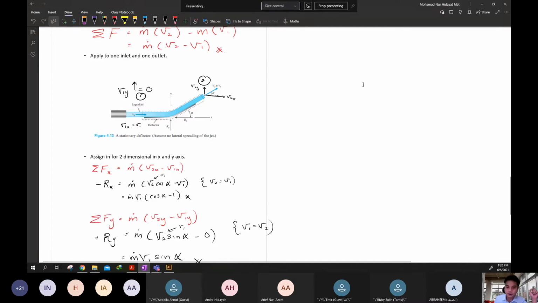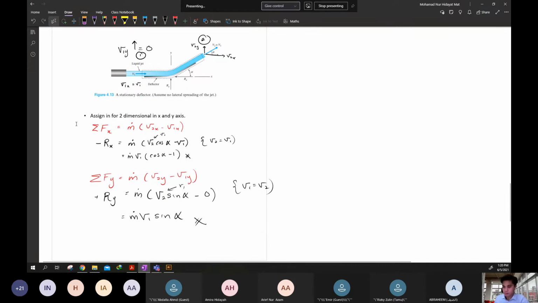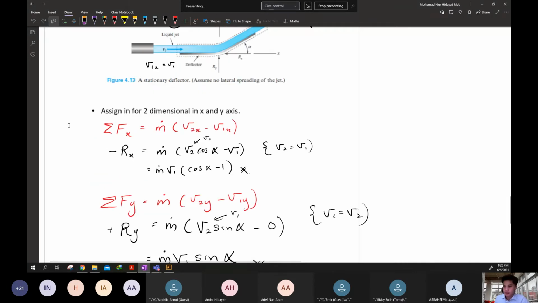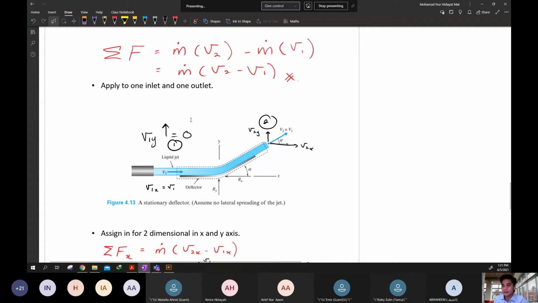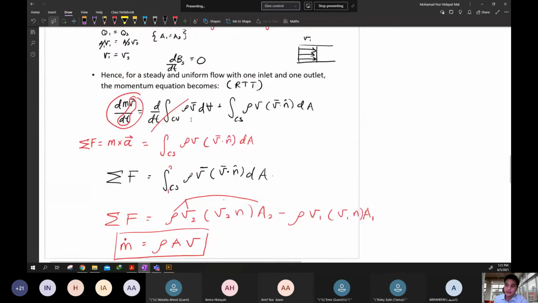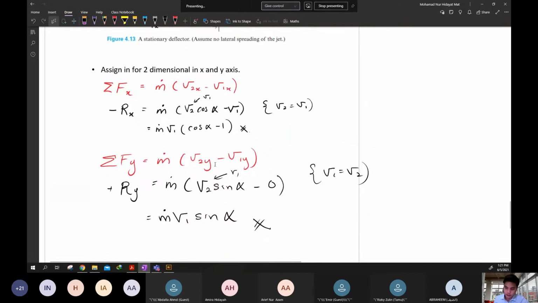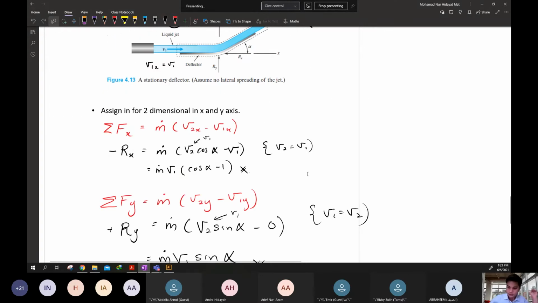Have you done your lab experiment for this deflector? Anyone? Have you done the lab one? Yes, sir. Okay, I'm pretty sure if you have done the lab one, you will deal with this momentum equation at the deflector. I think the Pelton will. So you will be involved with this equation. I think that's all for today.